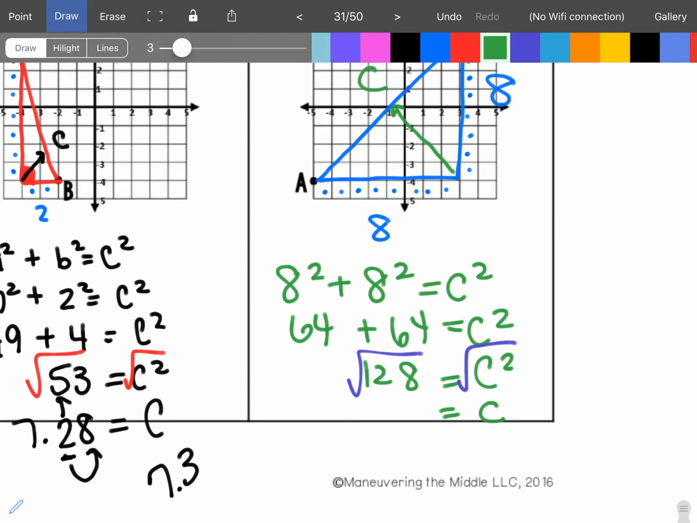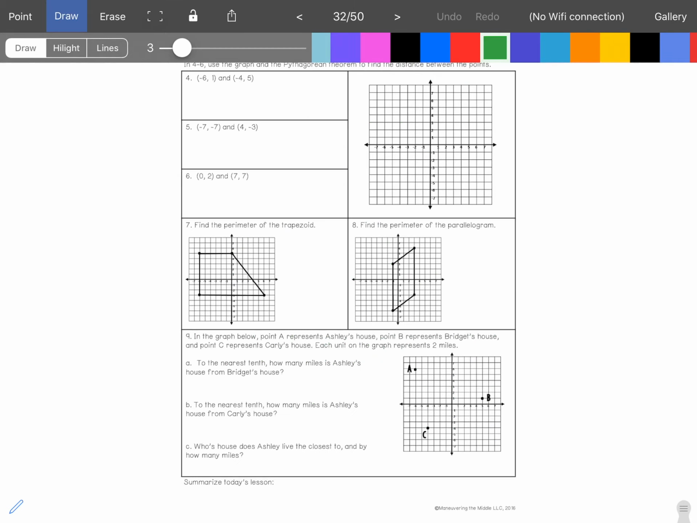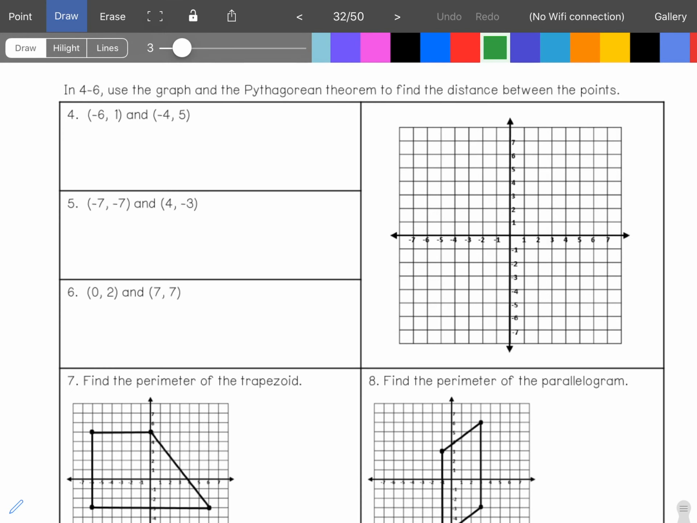So we're looking for the square root of 128, and I'm getting 11.3. All right, on the next few, we are going to use the graph and the Pythagorean theorem to find the distance between the points.